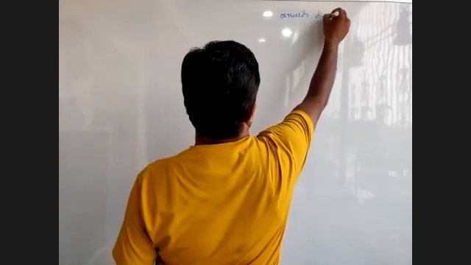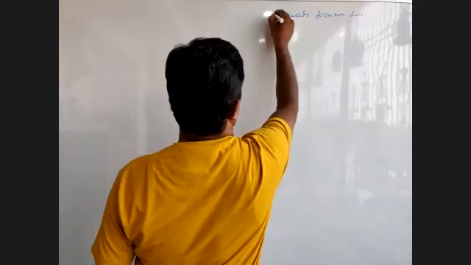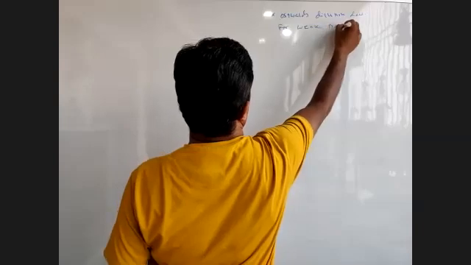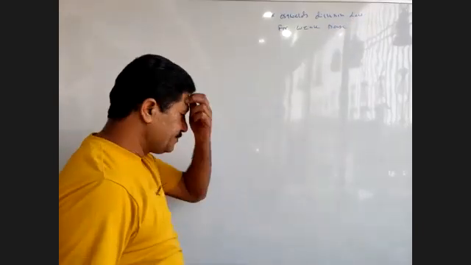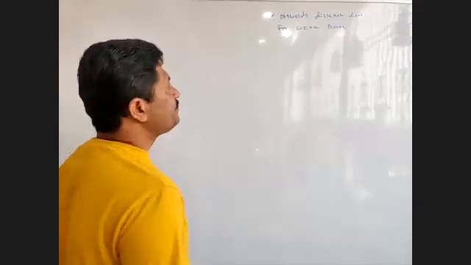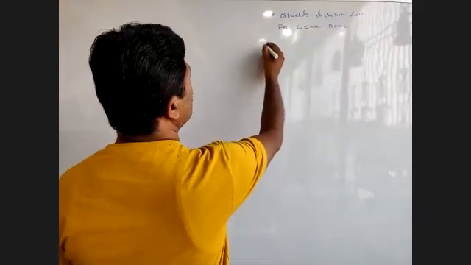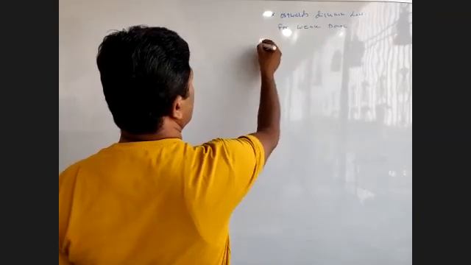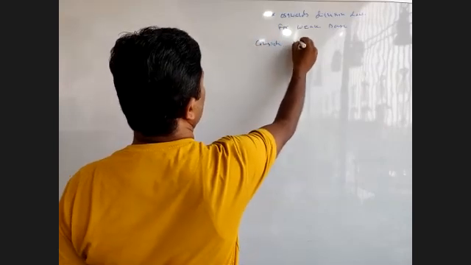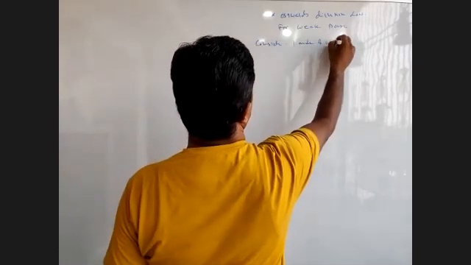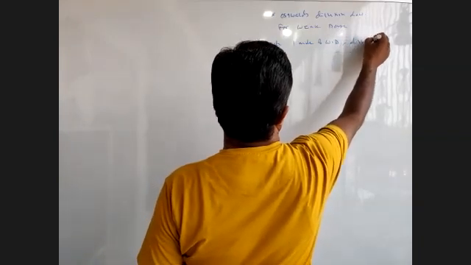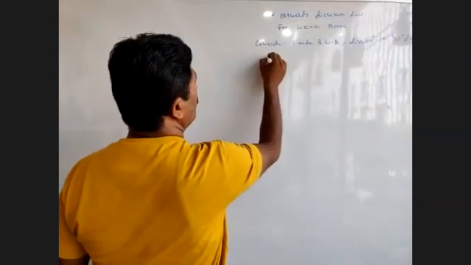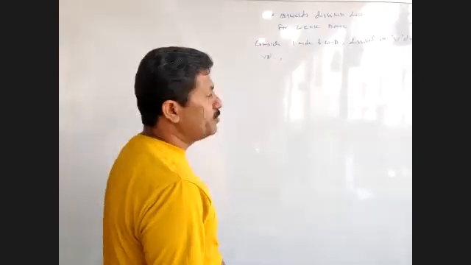Again, Ostwald dilution law for weak base. So we have to find it for a weak base. Now, consider 1 mole of weak base dissolving in V dm³ volume. How much is the volume? V decimeter cube.